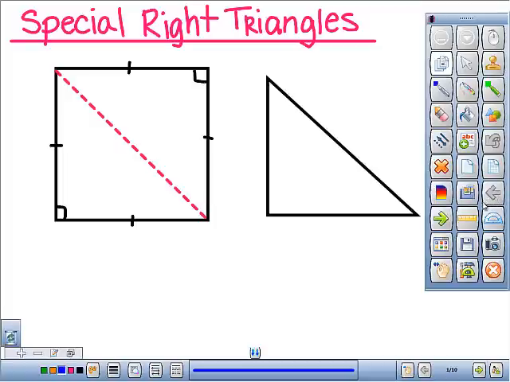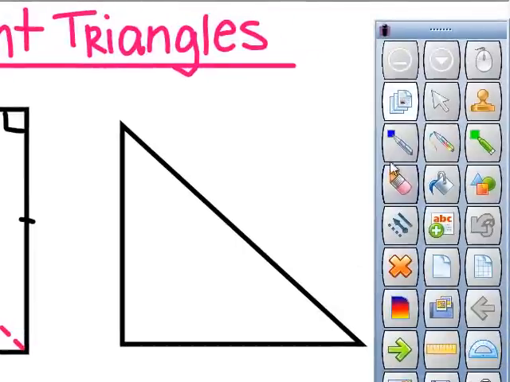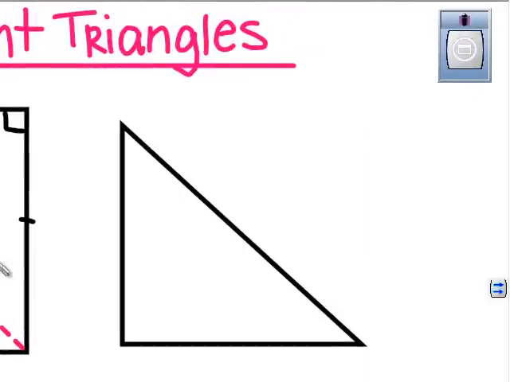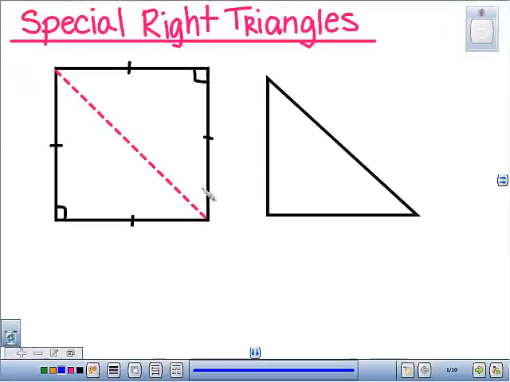Alright, we're talking about special right triangles today, and the first one we're going to talk about comes from when you take a square and draw a diagonal. It's cutting it into two congruent triangles, and we know that the diagonal of a square bisects the angles. So if these angles were originally 90 degrees, which they were because it was a square, they're cut exactly in half to make 45-degree angles.